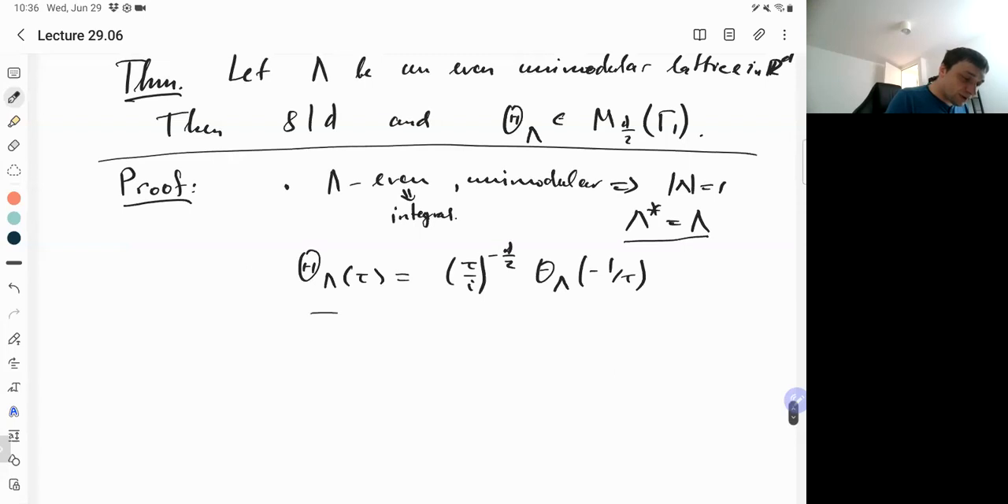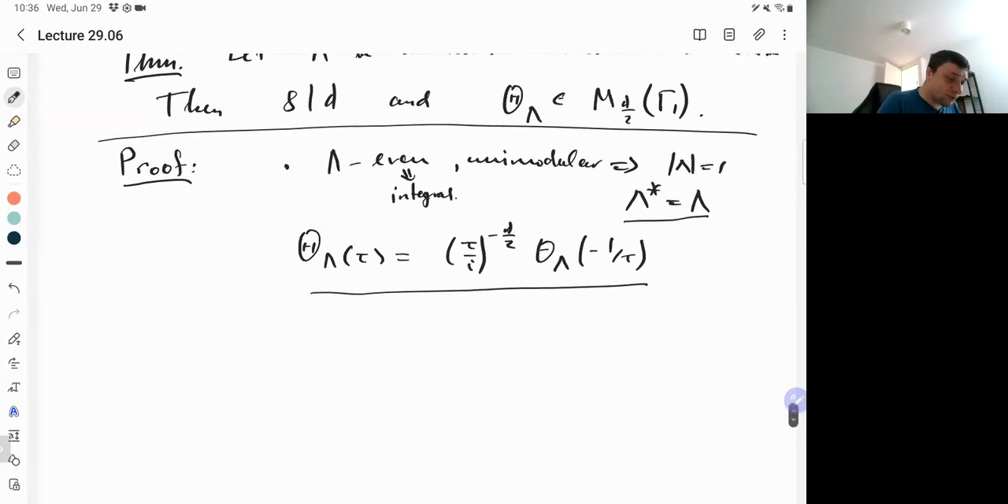Okay, so this is what we get. Now, since lambda is even, v squared over 2 is an integer for every v in lambda, and this implies that the theta function is 1-periodic.